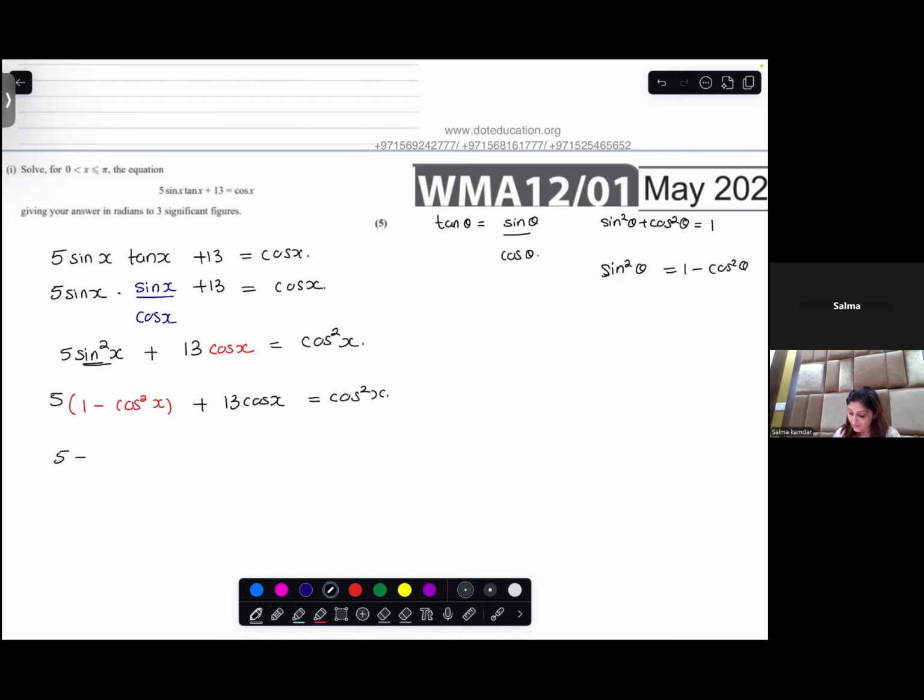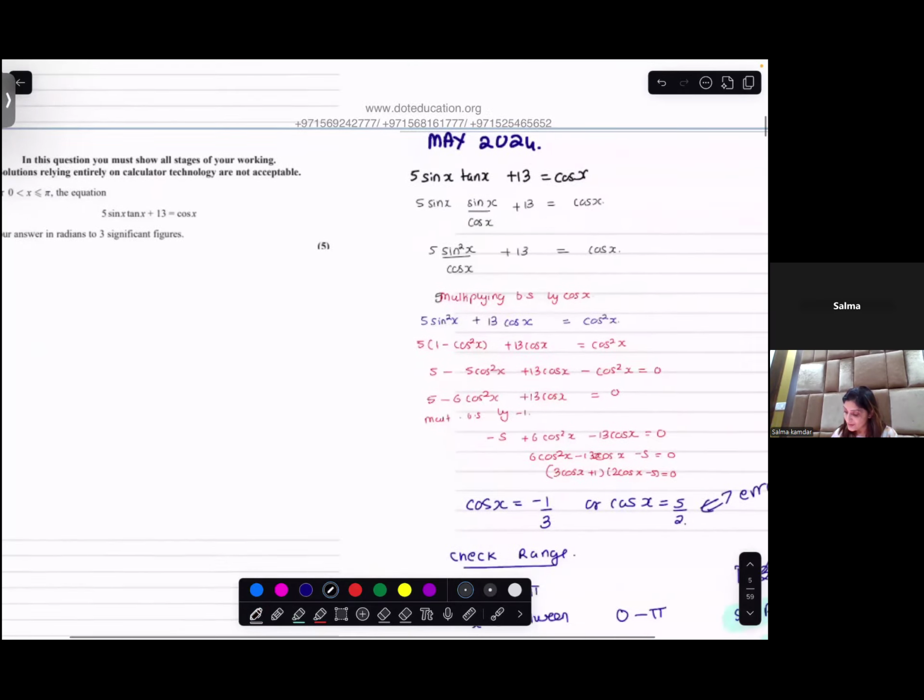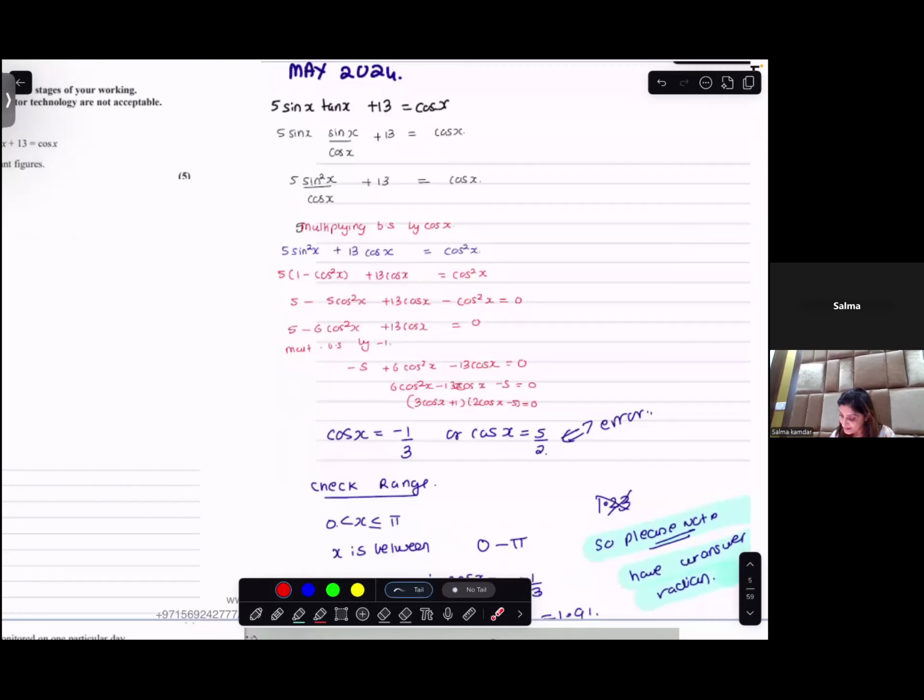So now it is 5 minus 5 cos square x plus 13 cos x. I'll get this cos square also over here. Minus cos square x, it makes it 0. Okay, now I have simplified it and I've kept it for you all so that it's a bit easier. So I would say minus 5 cos square x and minus cos square x would give 6 cos square x. So I have 5 minus 6 cos square x plus 13 cos x equal to 0.